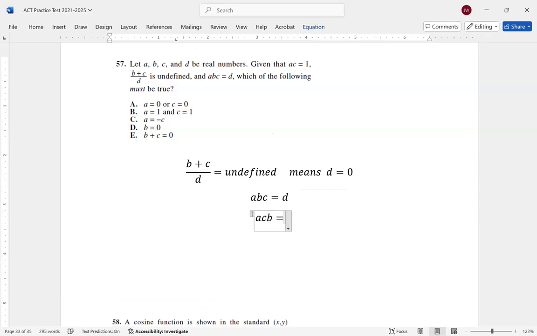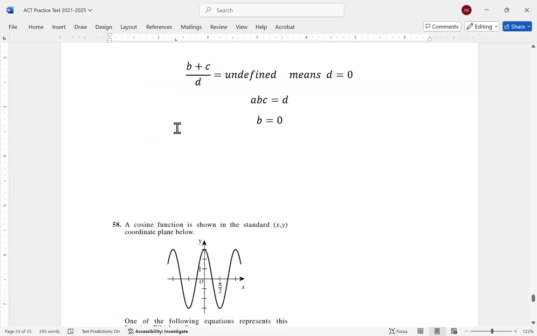ACB is equal to 0. A times C we already established was equal to 1. So 1 times B is equal to 0, or in other words, B is equal to 0. So for 57, B equals 0 is forced by those two conditions. So option D is the correct answer. B is 0.